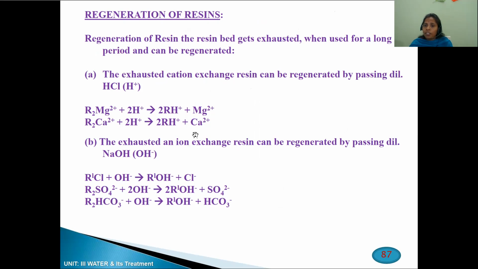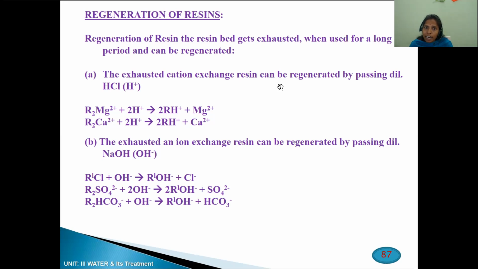What is meant by the regeneration? Regeneration is nothing but the reproduction. That means again we are getting the cation exchange resin and the anion exchange resin by the recycling process. But how? Cation exchange resin is treated with the acid. Anion exchange resin is treated with the base. So regeneration of resin: the resin bed gets exhausted. Exhausted is nothing but it will not work when used for a long period, and it can be regenerated. So when we use it for a long time, it will be exhausted. That can be regenerated by using the regeneration process.